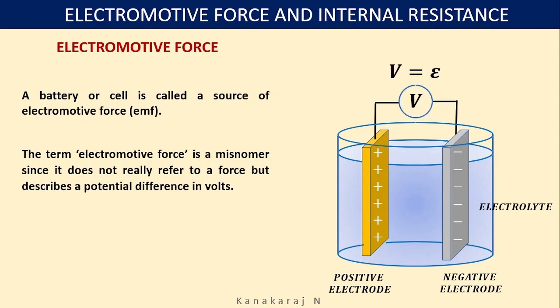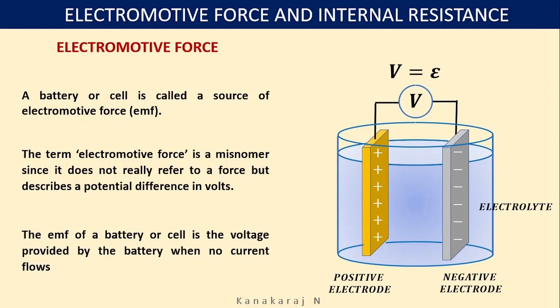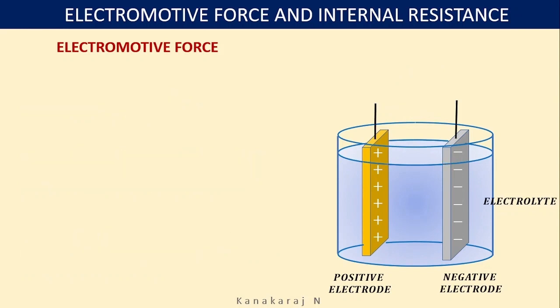This volts equals the electromotive force epsilon. The EMF of a battery or cell is the voltage provided by the battery when no current flows in the external circuit. A is the positive terminal, B is the negative terminal.